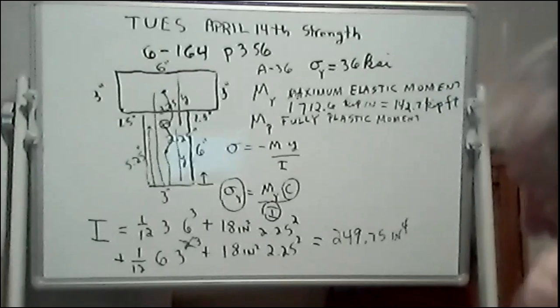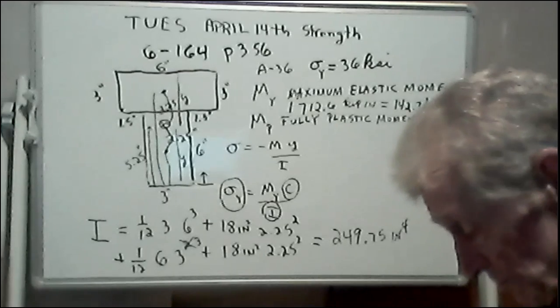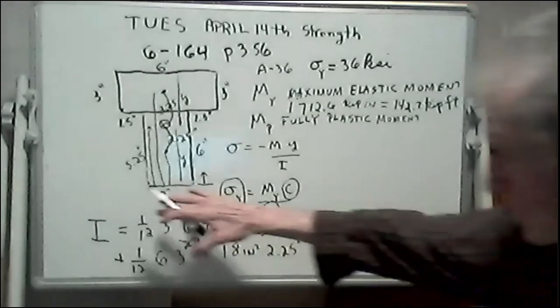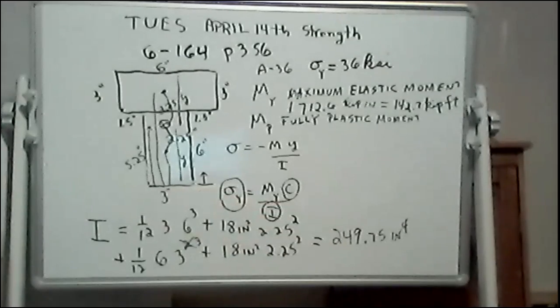Okay, great. Now, if you exceed that, if you put a moment on this thing bigger than that, then you start going plastic down here at the bottom. And then if you keep getting a bigger and bigger moment, the whole thing will go plastic. And let me show you what happens when the whole thing goes plastic.